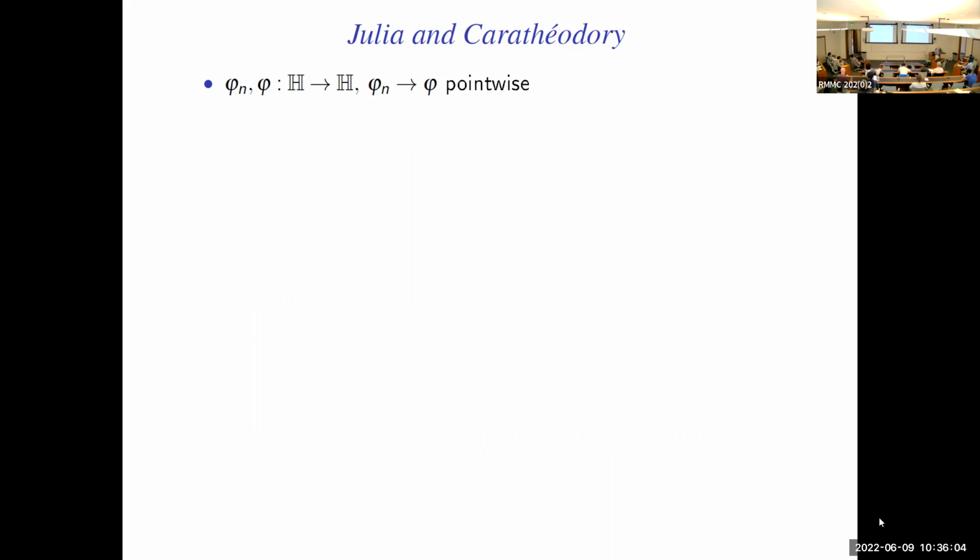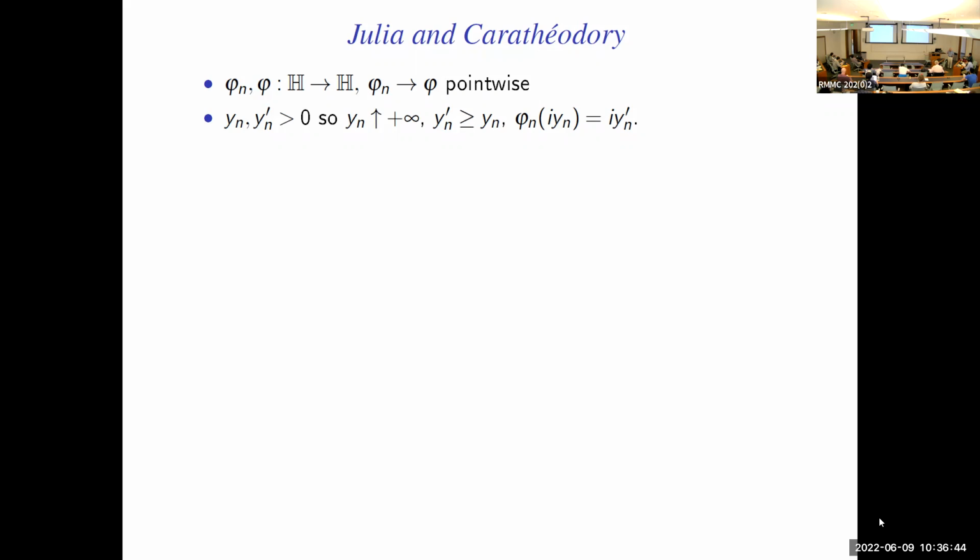First there is a result of Julia and Carathéodory. I'm not going to state the exact result the way that they had it, but perhaps I want to say something a little more general than they had, but it serves my purposes for today. Suppose that you have some positive numbers y_n and y_n prime that go to plus infinity, and y_n prime is greater than or equal to y_n. And you have these functions phi_n analytic from the half plane to itself that map i y_n into i y_n prime.